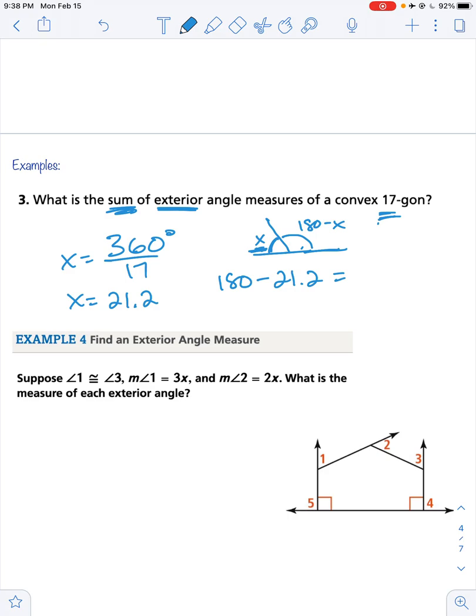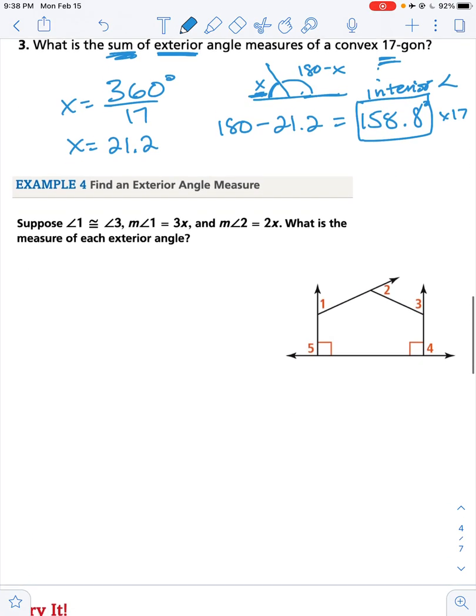which is 180 minus 21.2 is 158.8. So then one interior angle of the 17-gon, right? So this would be the interior angle. One interior angle of the 17-gon would be 158.8 degrees. If I wanted to know the sum of the interior angles, then I would just take this number and multiply it by 17. Okay, that's another way to figure it out.